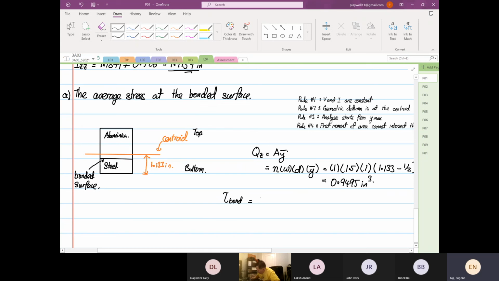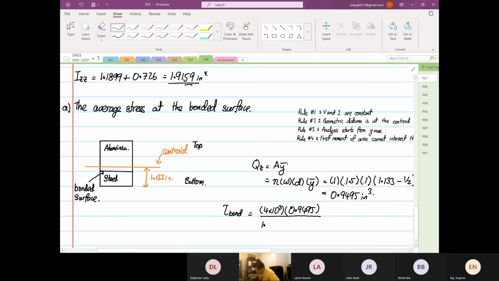So Vy we know is 4 times 10 to the power 3. Your Q is 0.9495. Your I is equal to 1.9159. And the thickness is 1.5 inches. So this will work out to 4 times 10 to the power 3 times 0.9495 times 1.9159 divided by 1.5, which is equal to 1.322 times 10 to the power 3 psi.